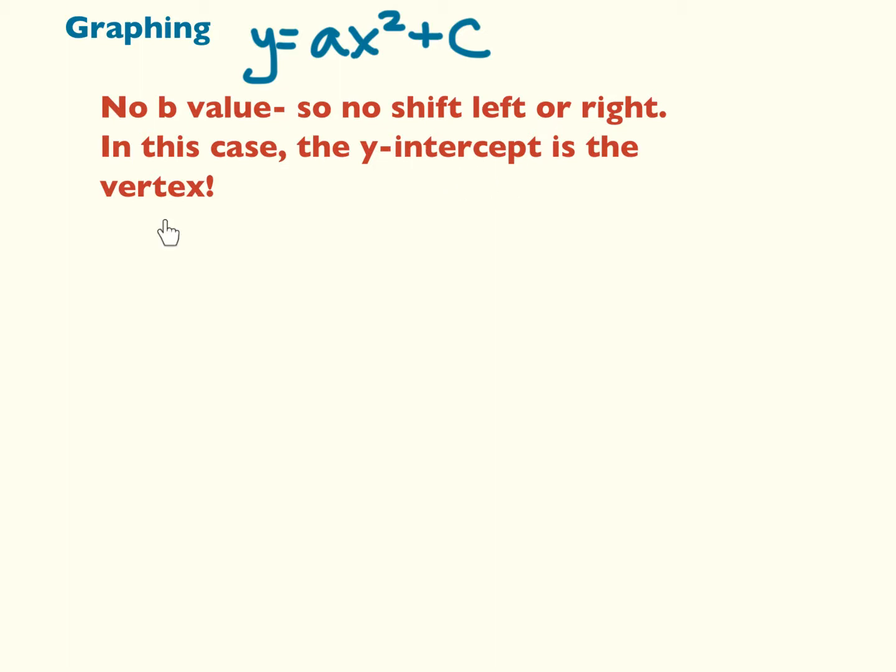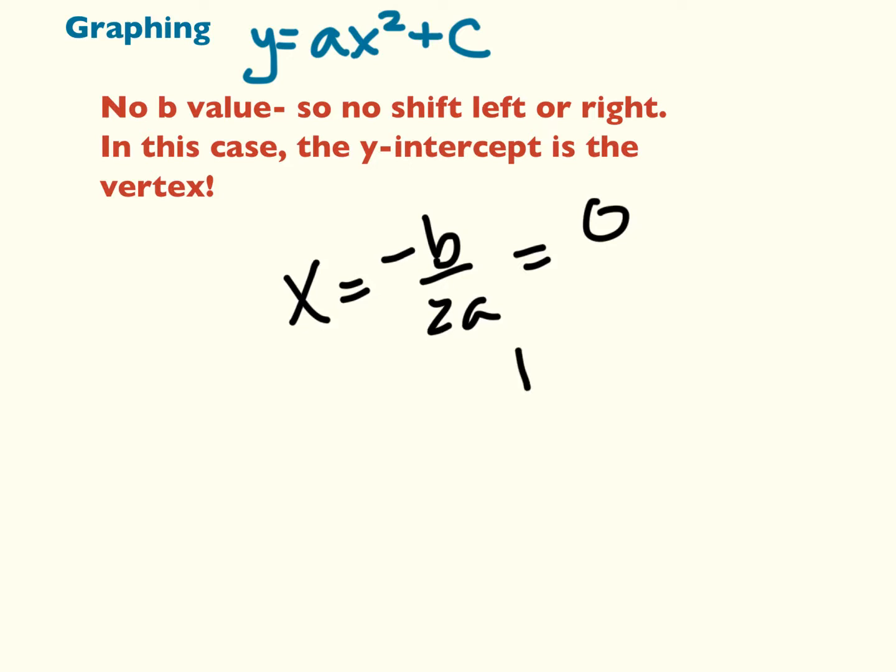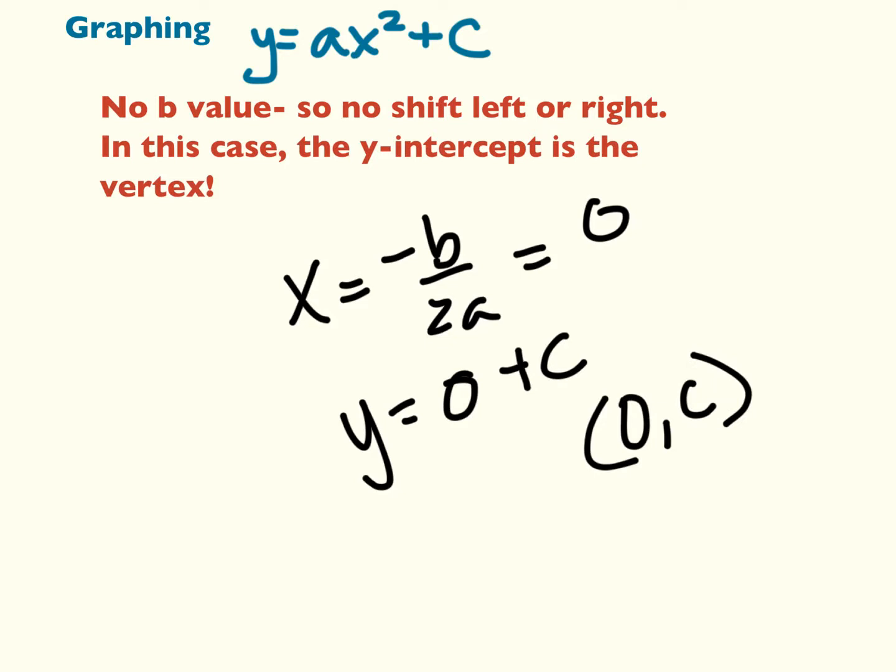The y-intercept is the vertex, so we don't even have to solve for opposite of b over 2a and all that kind of stuff. I mean, let's think about it. If we did have opposite of b over 2a, well, there's no b value, right? So this would just be 0. Plug that back in for x, and you'd have just 0 plus c, right? So you have the point 0, c. We know that the y-intercept is always the point 0, c, and it's also the vertex in this case.